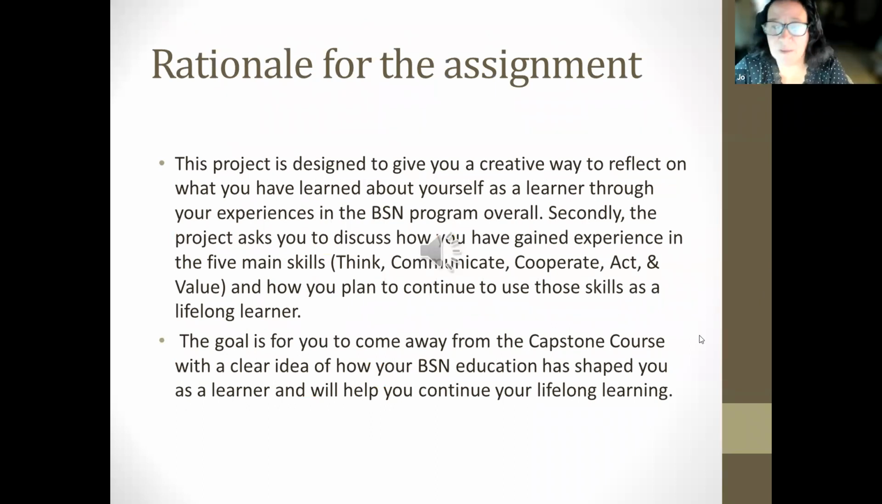The rationale for the assignment. This project is designed to give you a creative way to reflect on what you've learned about yourself as a learner throughout your experiences in the BSN program. Secondly, the project will ask you to discuss how you've gained experience in the 5 main skills. We remember these as the broad learning outcomes: think, communicate, cooperate, act, and value. And how do you continue to use those skills in your nursing practice and lifelong learning too? The goal is for you to come away from the capstone course with a clear idea of how your BSN experience and education has shaped you as a learner.